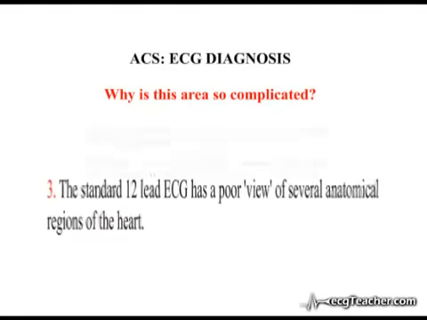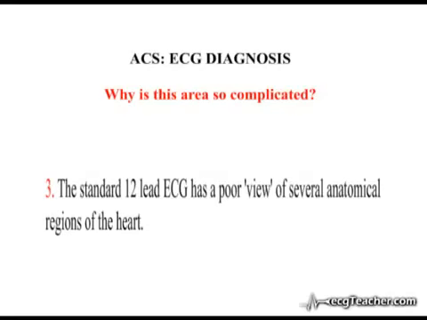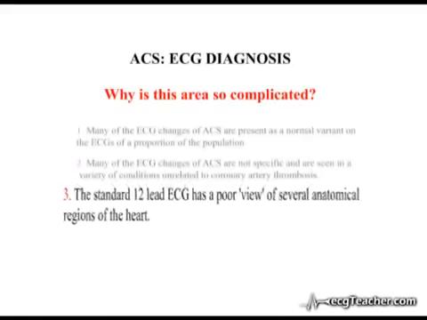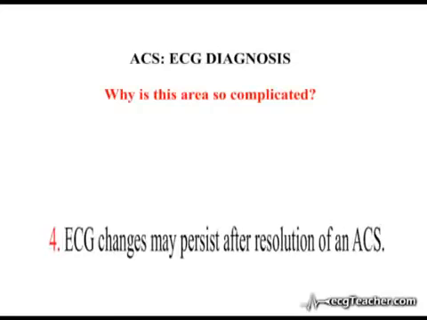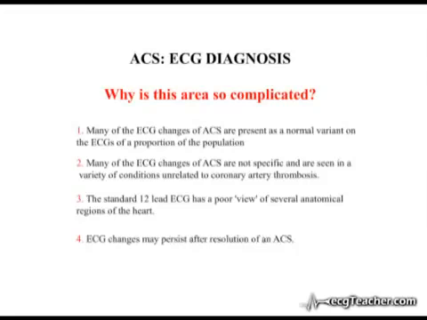Also, the standard 12-lead ECG has a poor view of several anatomical regions of the heart. It is possible for an initial ECG to appear completely normal in a person suffering an acute MI. And finally, ECG changes may persist following resolution of an ACS. While this generally has no consequences for the patient, it makes the interpretation of ECGs at subsequent presentations difficult. For these and other reasons, the ECG is always interpreted in clinical context, and when available, old ECGs should always be reviewed.